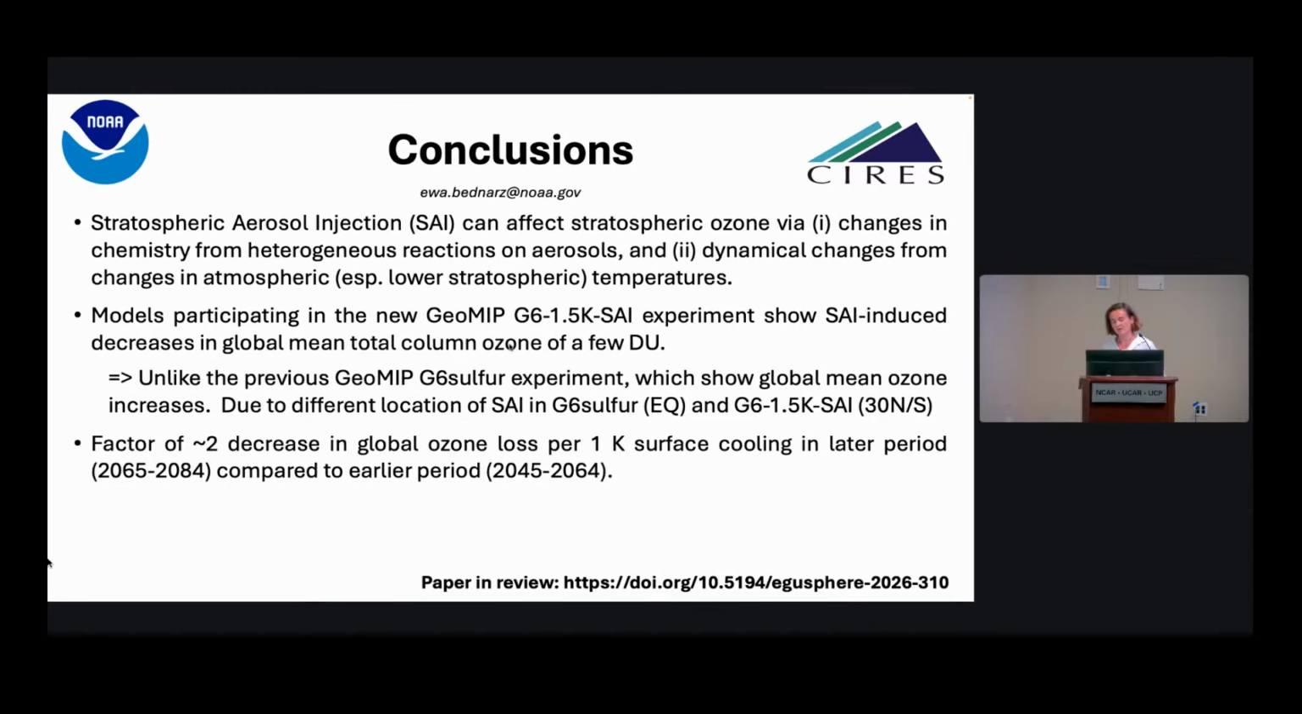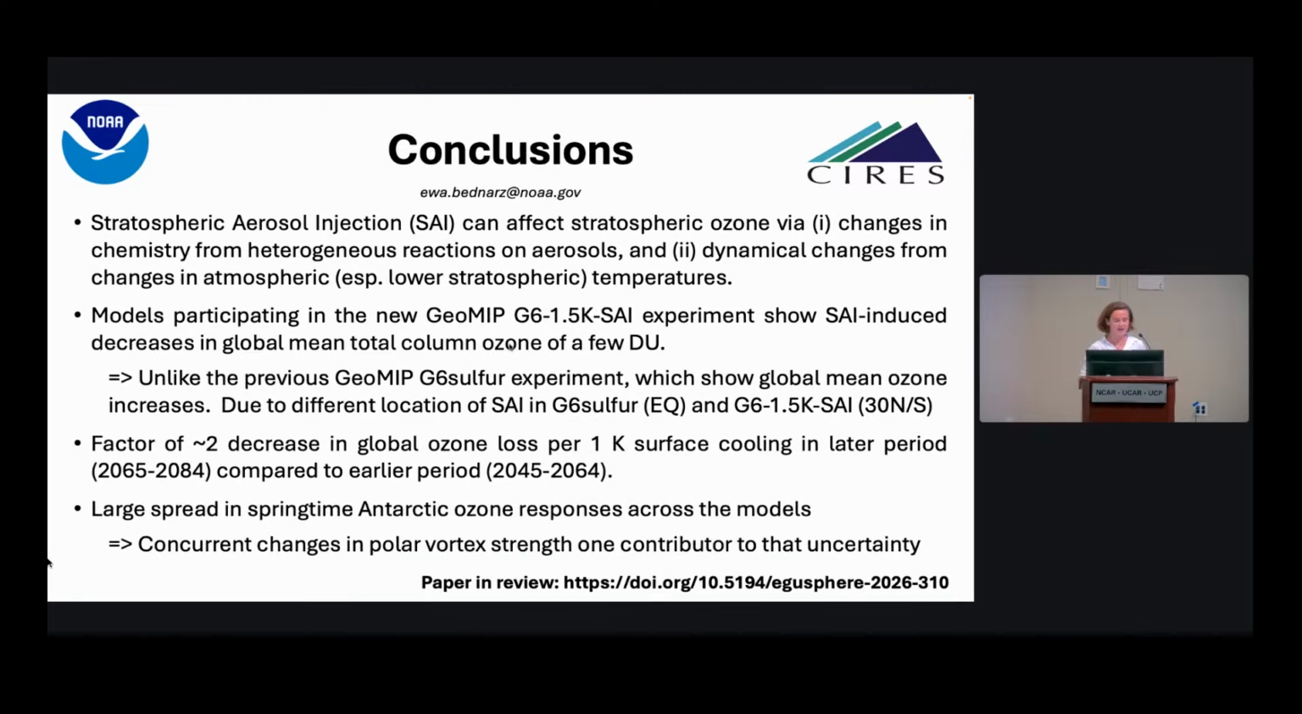I've also talked about how the potential of SAI to deplete ozone decreases as we go later into the 21st century because of decreases in background stratospheric halogen levels. And I also talk about the large spread in springtime Arctic ozone responses that remains to be addressed. And with that, thank you for listening.